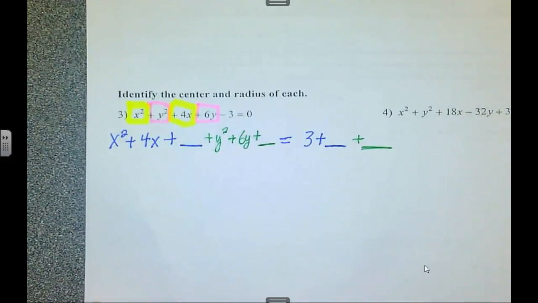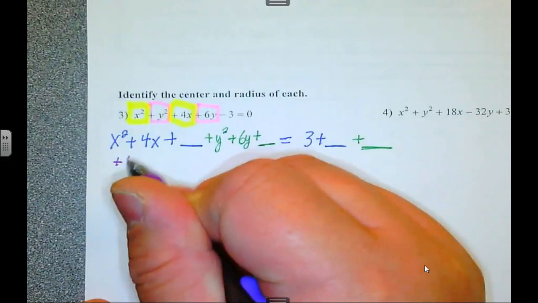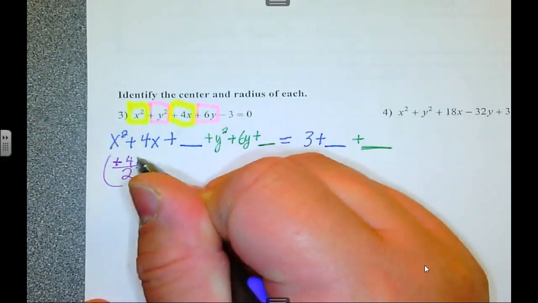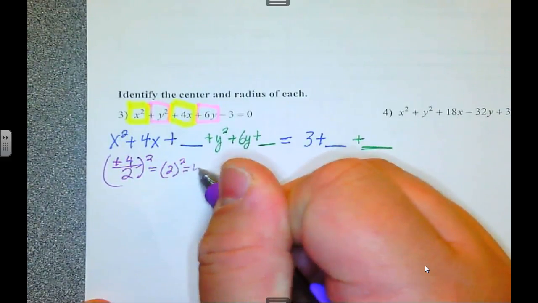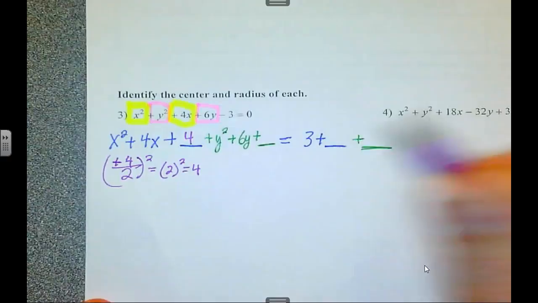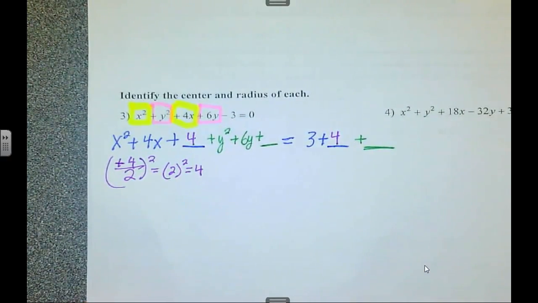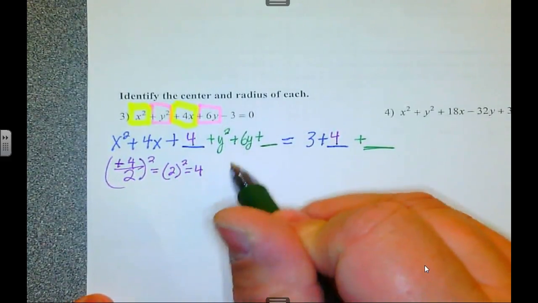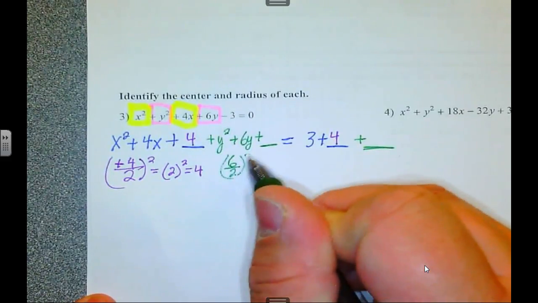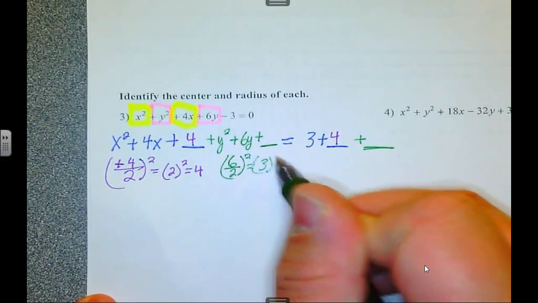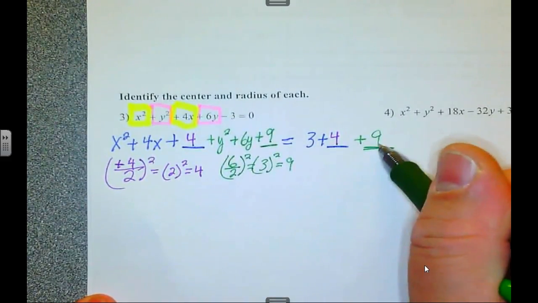Okay, so for my x's, I'm going to take half of positive 4, square it, which is 2 squared, which is 4. So I'm going to add 4 there, add 4 there. Okay, now I have to do my y's. So I have 6 divided by 2 squared, which is 3 squared, which equals 9. So I'm going to add 9 here, add 9 there.